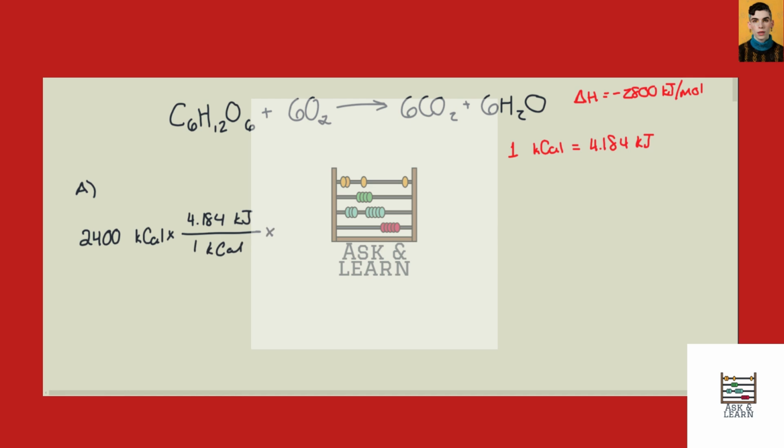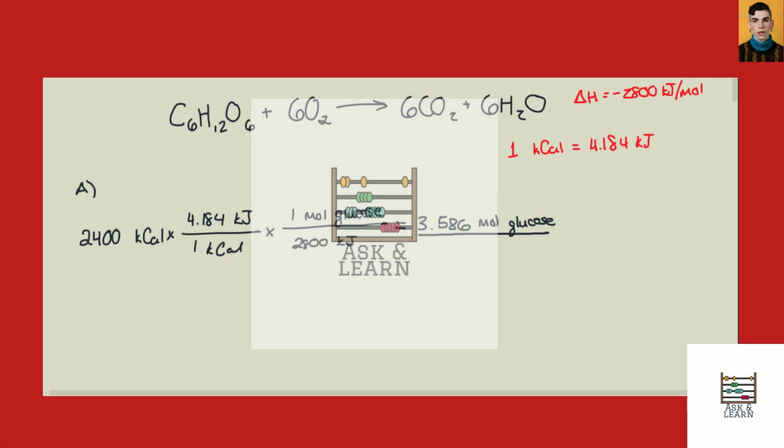And now that we have kilojoules, we can actually convert to moles glucose. So we say 1 mole glucose over negative 2,800 kilojoules. Sorry, we don't need the negative. The negative is just telling us that it's exothermic. But for our purposes here, for dimensional analysis, we won't need it. So putting all this together, you are going to get 3.586 moles of glucose. I'm going to assume that the 2,400 and 2,800 numbers have 4 sig figs, just because I feel like 2 sig figs would be a bit less for this problem.